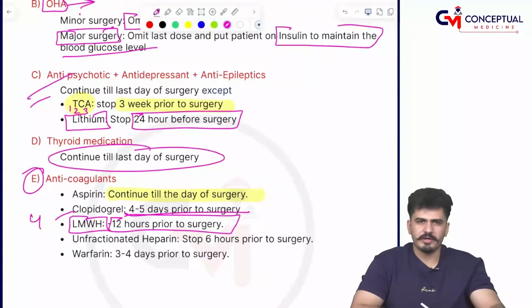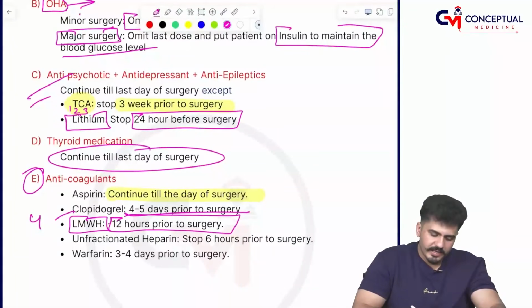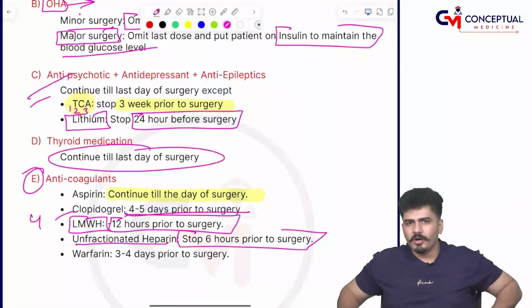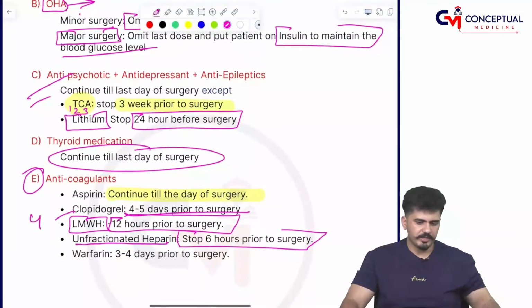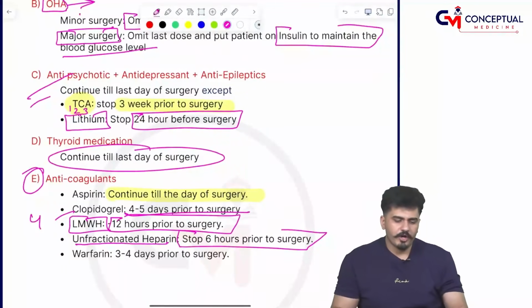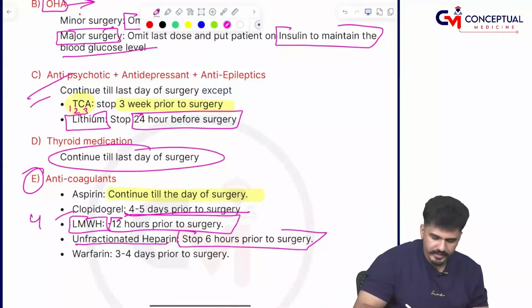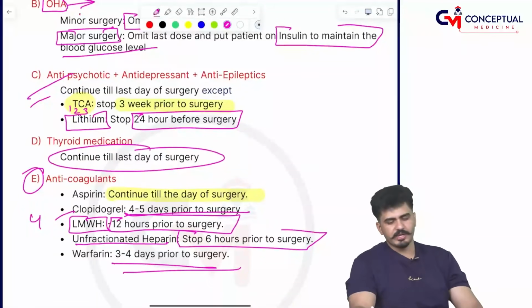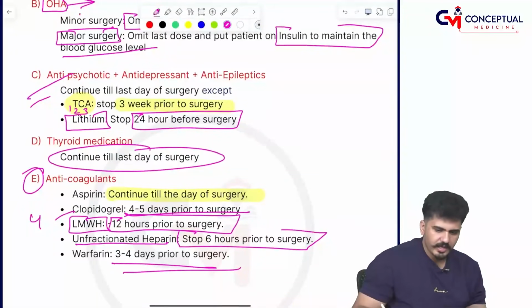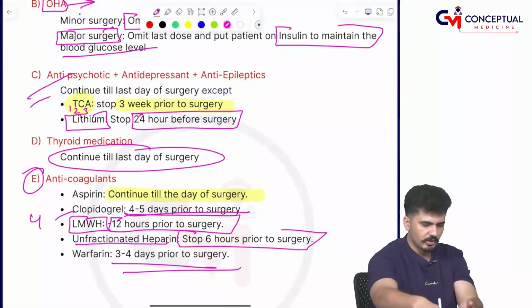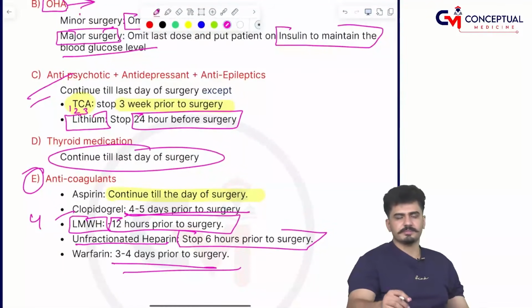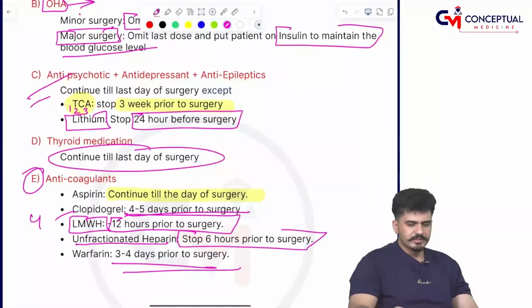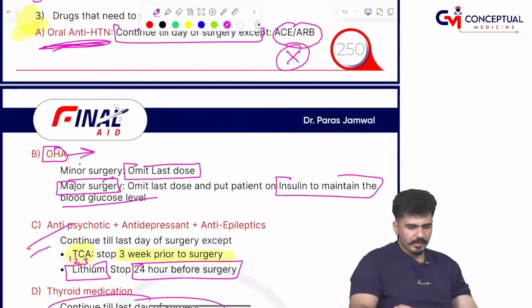Low molecular weight heparin is given at night, around 12 o'clock, so stop 12 hours before. Unfractionated heparin 6 hours prior to surgery. So low molecular weight 12 hours, unfractionated 6 hours before. Warfarin at least 3 to 4 days prior to the surgery. 3-4 people fighting together, so we need to stop it 3 to 4 days prior to the surgery. So complete, done. These are the drugs which we need to stop prior to the surgery.